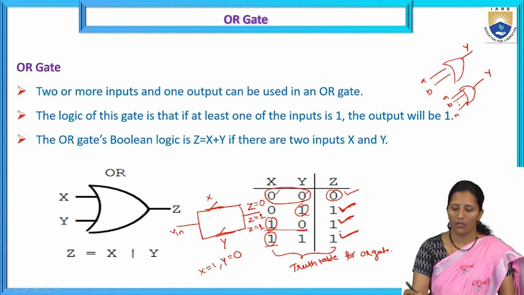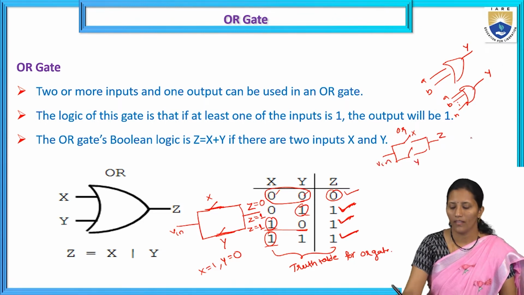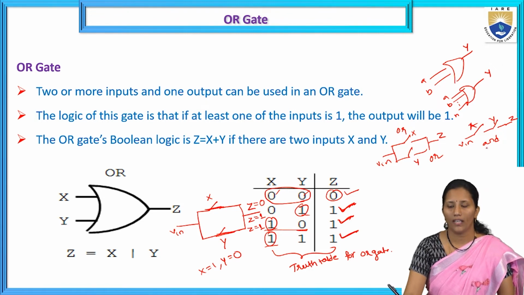So for the OR gate, both the switches are in parallel, x and y. This is for the OR gate. This is for the AND gate, A, B in Z. So for the AND gate, both switches are connected in series. For the OR gate, both switches are connected in parallel. Okay. So this is the basic function behind the OR gate.